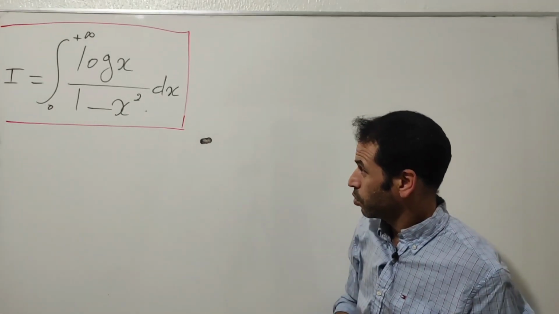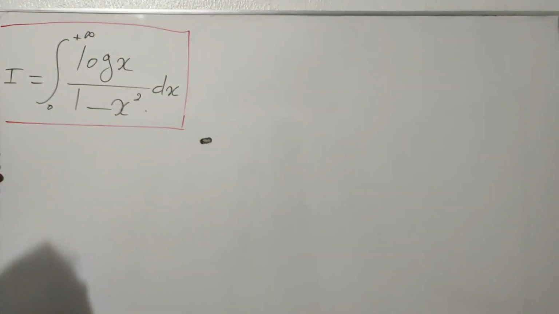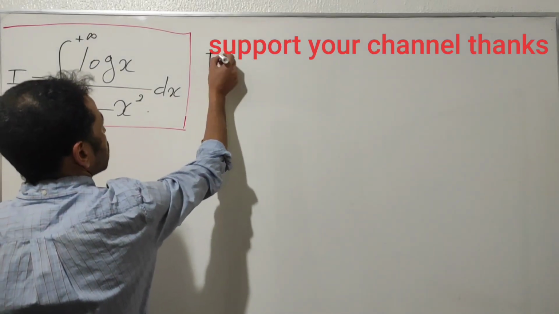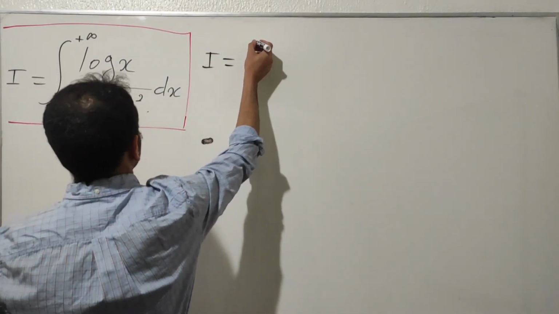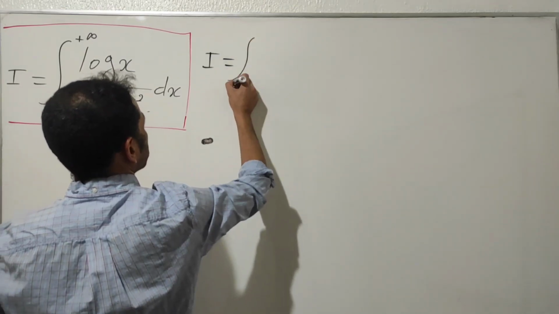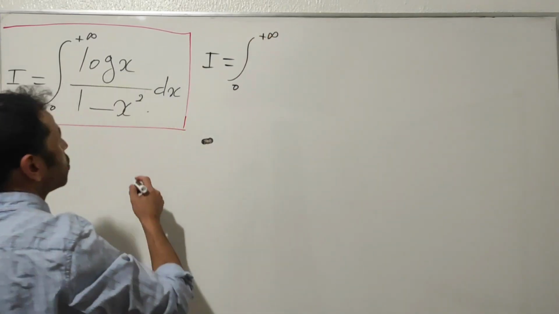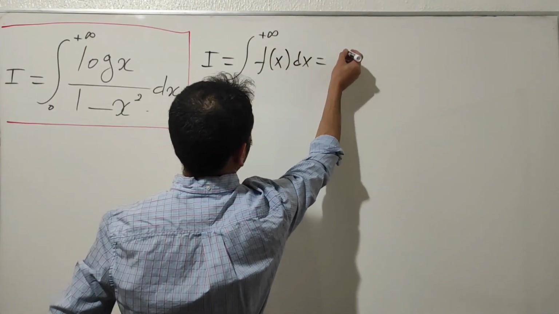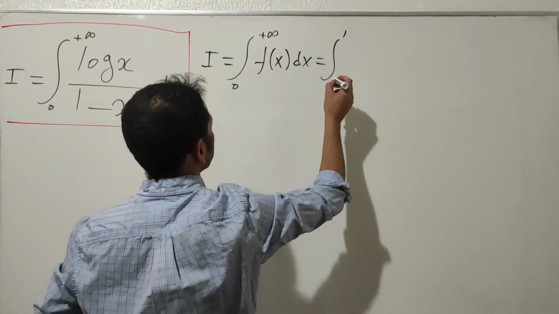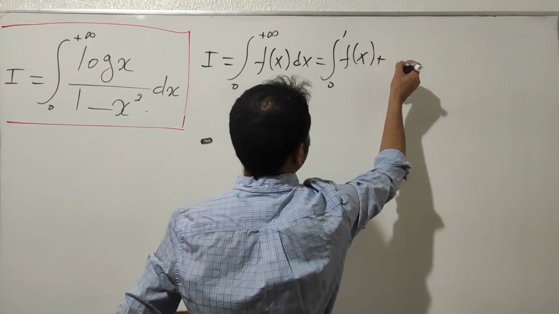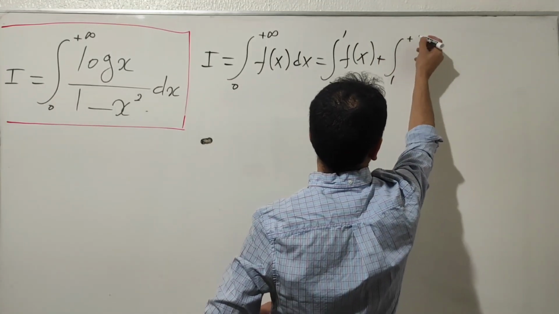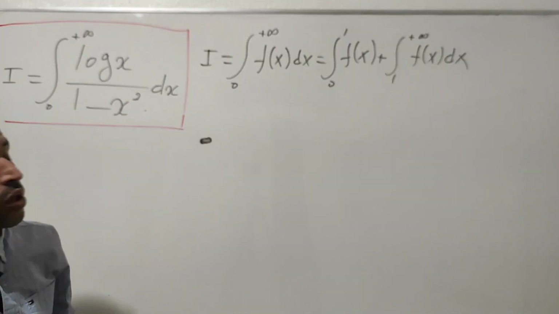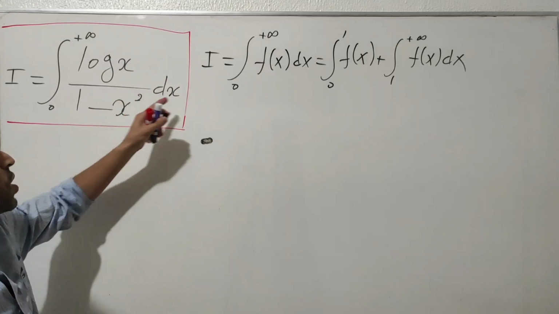So now let's jump into this integral to see what it gives us. As we solve this integral, we are going to divide it into two parts. So this integral I is going to be the same as the integral from 0 to plus infinity of f of x dx, which equals the integral from 0 to 1 of f of x plus the integral from 1 to plus infinity of f of x dx. I don't need to write the whole expression, so I'm simply going to call it f of x.